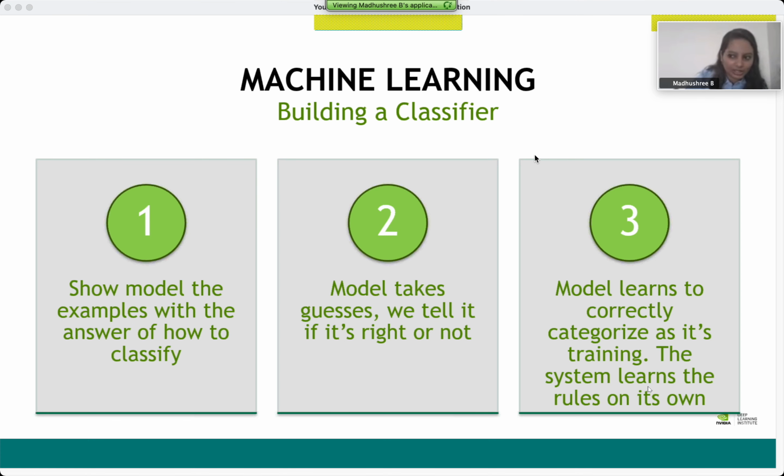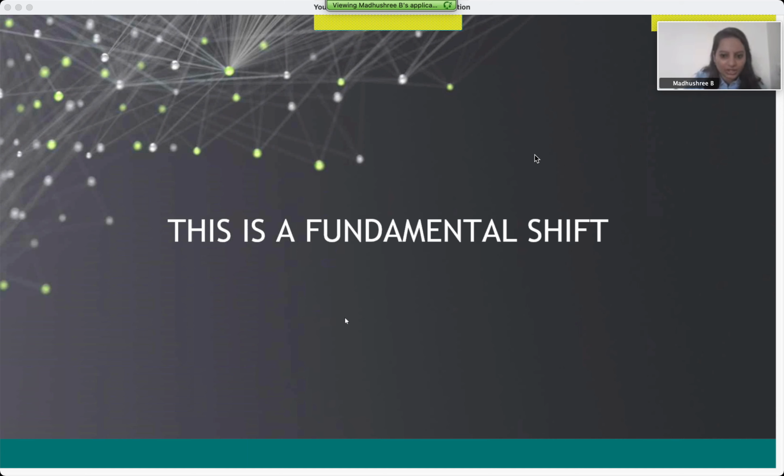What happens in machine learning or with deep learning? The entire overhead of defining the rules and coding the rules is given to the neural network. We give the model the examples with the answer of how to classify, and then for new cases, we tell if it is right or wrong. After this process goes on for some time, the model learns to correctly categorize as it's training. The system learns the rules on its own. We are not going to give the rules here. So this is the fundamental shift.